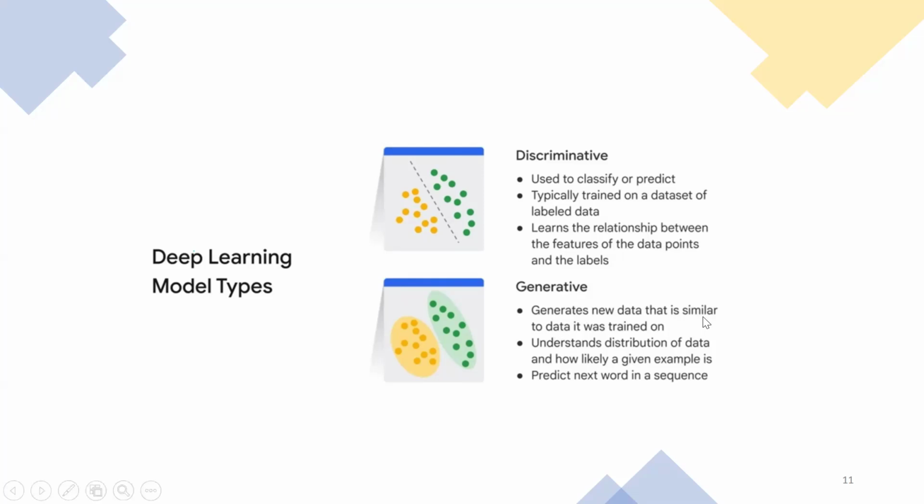Generating new data that is similar to the data it was trained on, understanding the distribution of the data and how likely a given sample is, and predicting the next word in a sequence. Something I just want to highlight: an LLM doesn't do anything else. An LLM does a prediction of the next word. It predicts the next token. That's all. So whenever you ask, let's say, what is the capital of India, it will give you Delhi. What they are doing is just predicting the next token, coming from whatever data they are trained on.